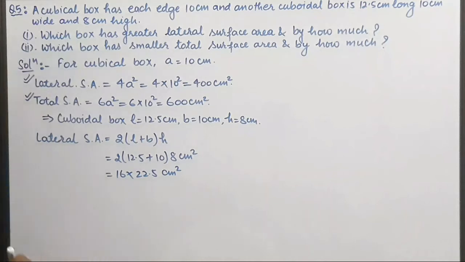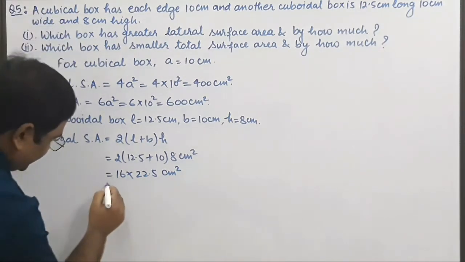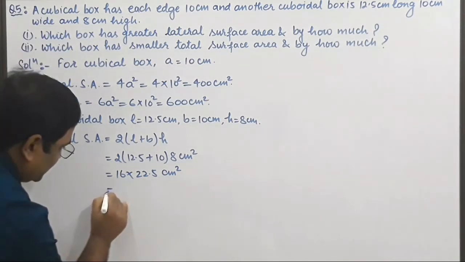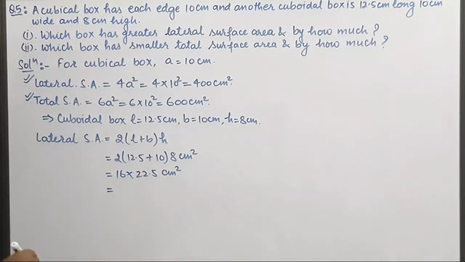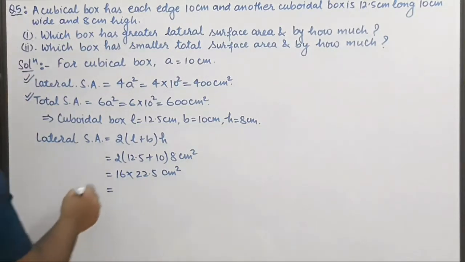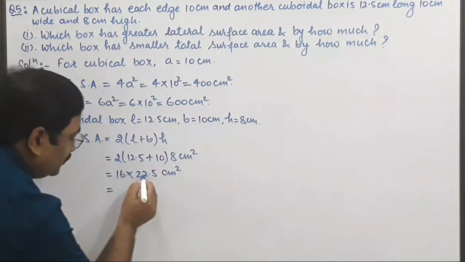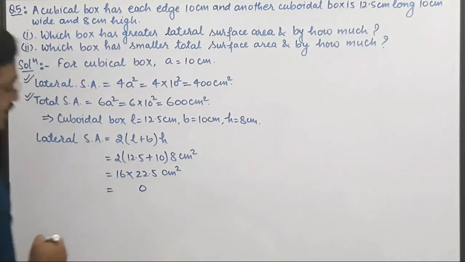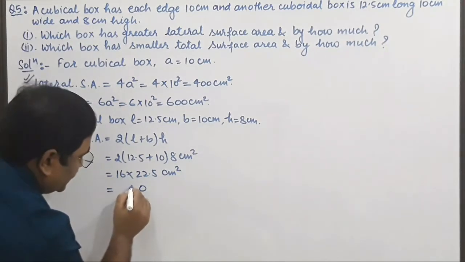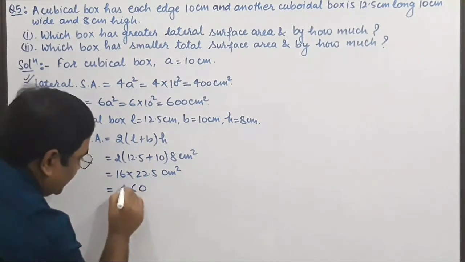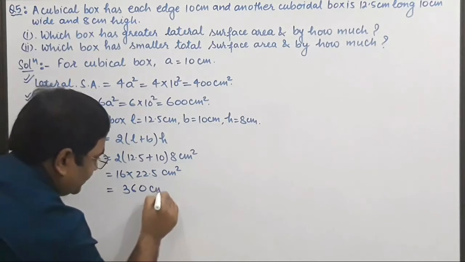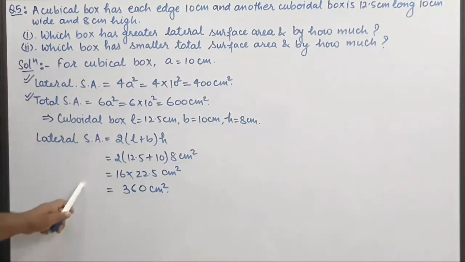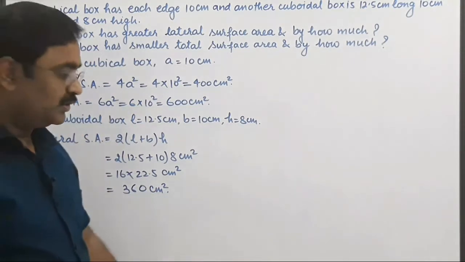Multiply it by 16. 16 fives are 80, that is 0 and carry 8. 16 twos are 32 plus 8 is 40. 16 twos are 32 plus 4 is 36. 360 centimeter square is the lateral surface area of this cuboidal box.